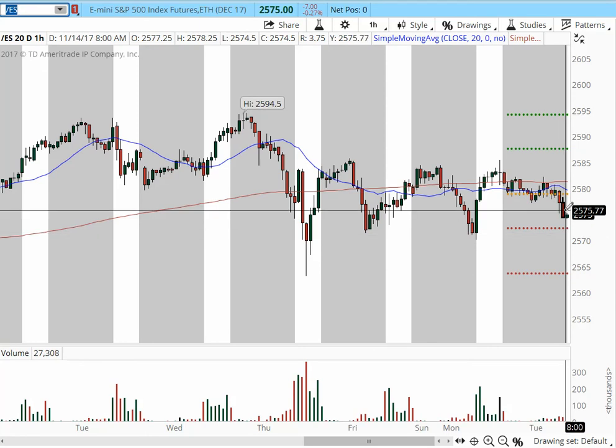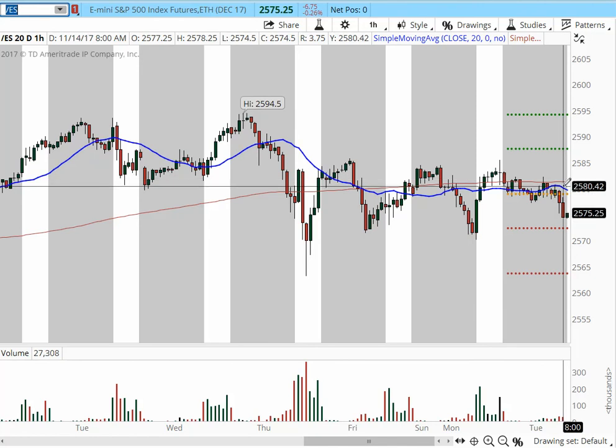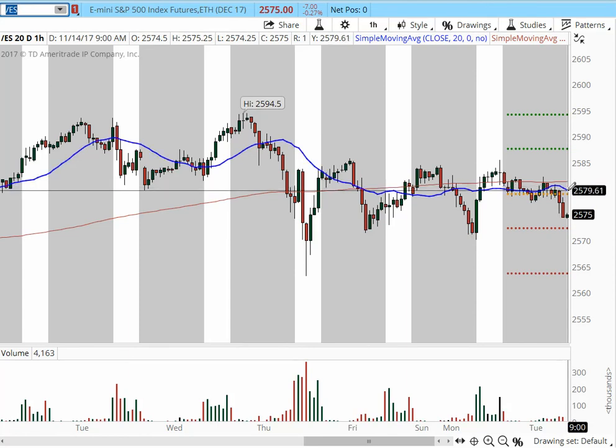Obviously, the buys from the lows pushing higher would be one of my favorite strategies, taking into consideration the very strong overall trend. But also shorts off the 2580 area back into the 75 may be possible ideas for today.